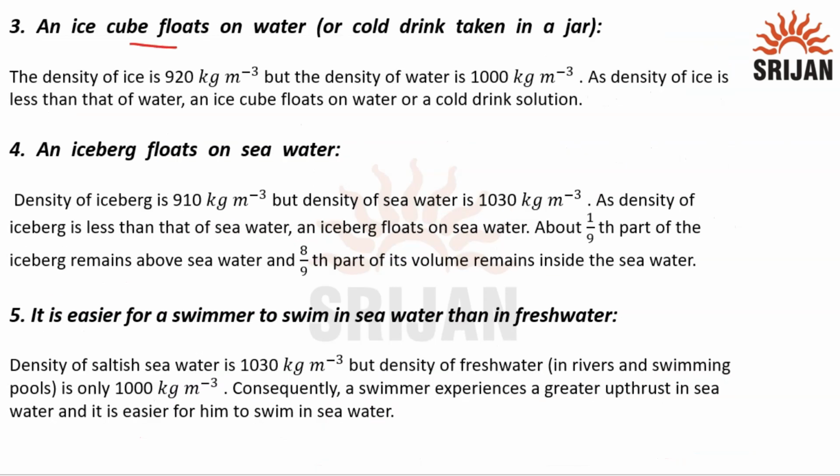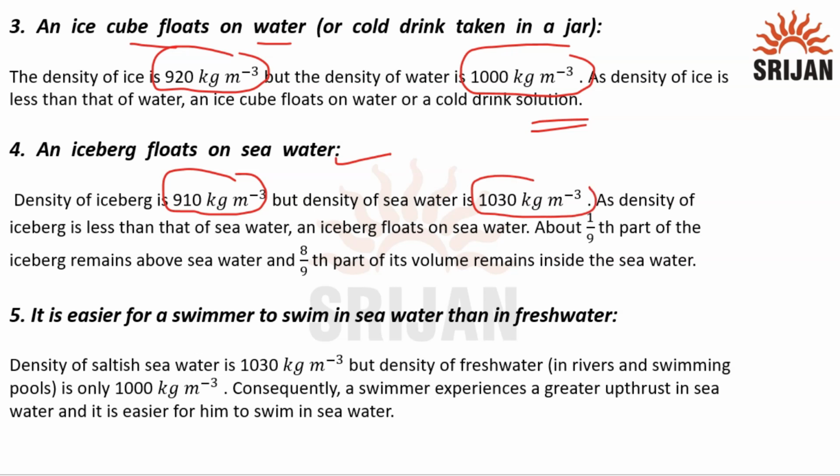Next example: an ice cube floats on water because the density of ice is 920 kg per meter cube and the density of water is 1000 kg per meter cube. An iceberg floats on seawater because the iceberg density is 910 and the density of seawater is 1030 kg per meter cube. This is the reason. As the density of the iceberg is less than the seawater, the iceberg floats on seawater. About 1/9 of the iceberg remains above the sea, whereas 8/9 is inside the sea.